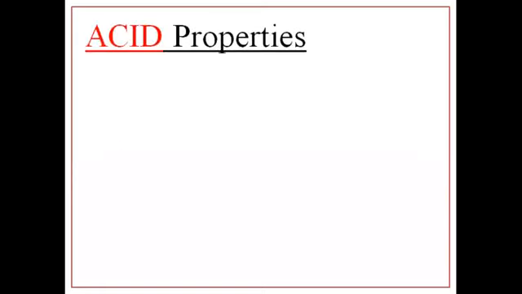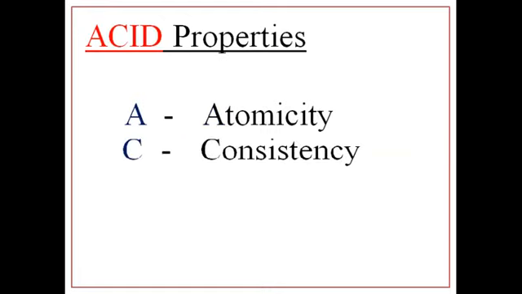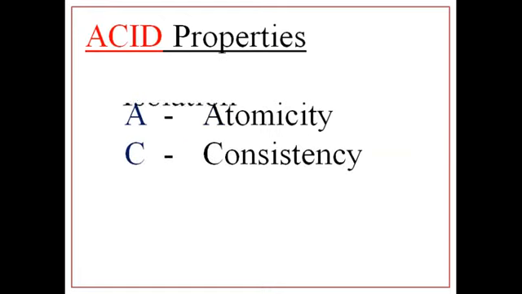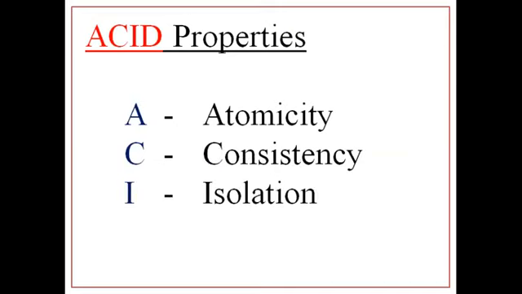ACID properties. Before going to discuss ACID properties, I just want to give the abbreviations. A stands for atomicity, C stands for consistency, I stands for isolation, and D stands for durability.